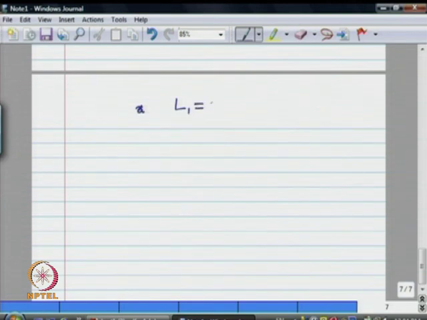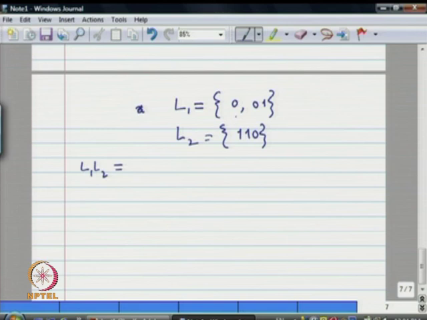L1 is a language containing, say, the strings 0 and 01, whereas L2 is the language containing the string, say, 110. Then L1 L2, the concatenation of L1 and L2, is the set of all strings that you can get by concatenating two strings, the first one from L1 and the second one from L2. That means 0110 and 01110. These two will be the only strings that you can get by concatenating L1 and L2.